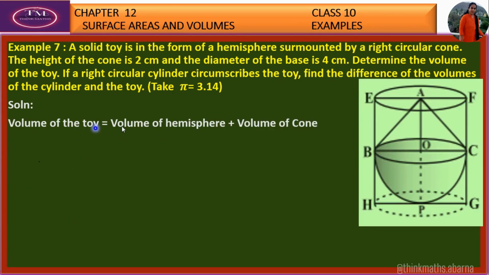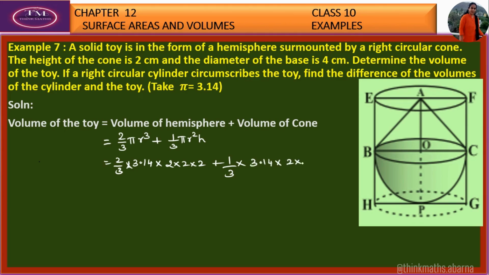So the volume of the toy is equal to the volume of the cone plus the volume of the hemisphere. What is the volume of the hemisphere? The volume of the hemisphere is nothing but 2 by 3 pi r cube. The volume of the cone is nothing but 1 by 3 pi r square h. So 2 by 3 into pi value 3.14 into r, which is 2, so 2 into 2 into 2, plus 1 by 3 into pi is 3.14, r is 2 into 2 and h is 4. So these are the values.